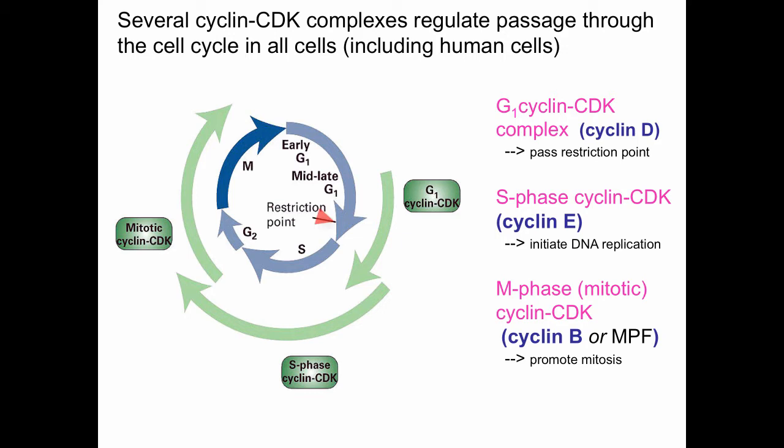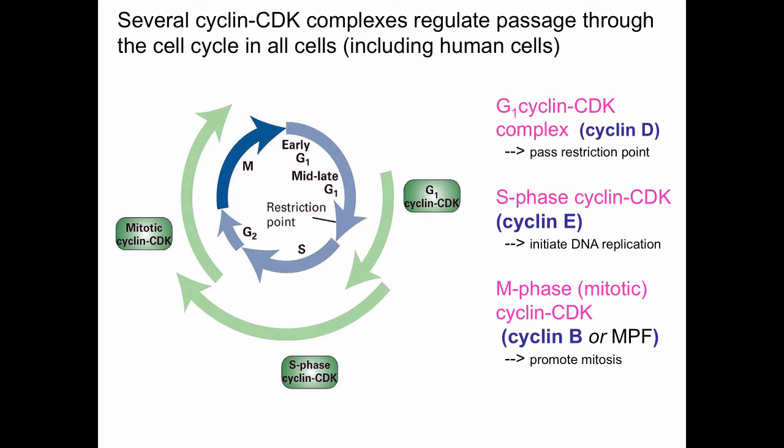It's a little bit artificial, but it helps to sometimes think about things in a linear manner. So we could say the G1 cyclin-dependent kinase complex allows cells to start the cell cycle. Then we have an S-phase cyclin-dependent kinase complex. The main cyclin here would be cyclin E, and that's involved in initiating DNA replication. And then there's an M-phase, or a mitotic cyclin-dependent kinase. The main cyclin here would be cyclin B, or for historical reasons MPF, for maturation phase promoting factor.